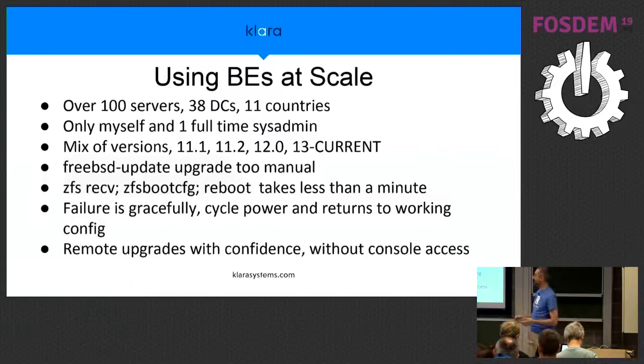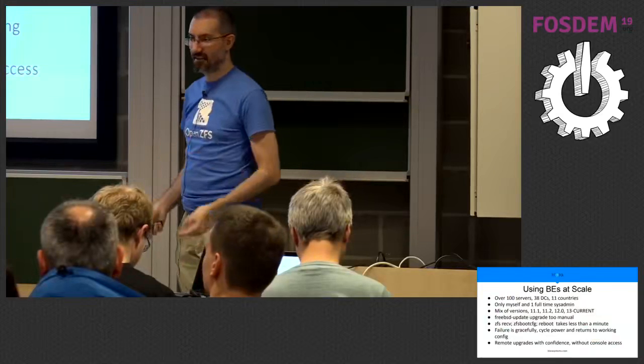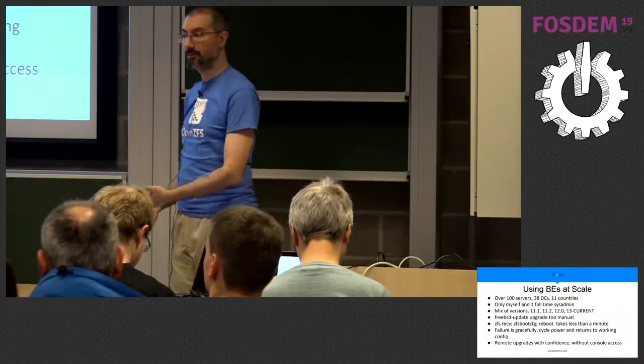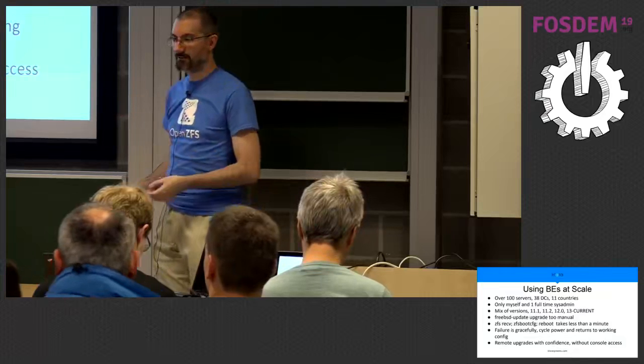And doing FreeBSD update was just too manual and too slow. Fetching 40,000 patches just doesn't make sense on a server with a gigabit connection, when you could just download the whole thing as one big tar file and it would be done. So again, we have the process where we just ZFS receive, one boot, reboot, machines back up as fast as they can reboot. And if it works, we just stamp that boot environment as the default from now on. If it doesn't, one more power cycle and it's back to how it was, and you figure out what was going wrong later.